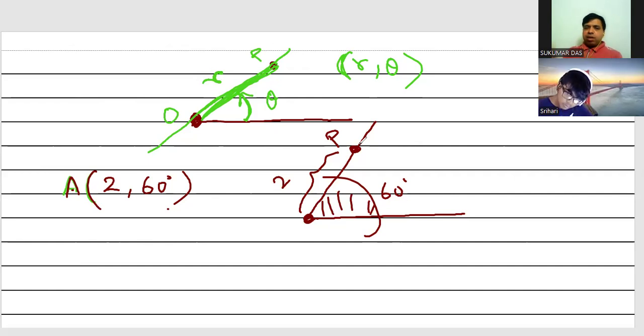Now here we have to learn how to convert the polar coordinate system to the rectangular coordinate system, and the rectangular coordinate system to the polar coordinate system. That we have to look into. So we will look into conversion.